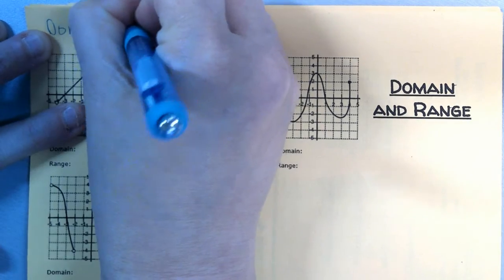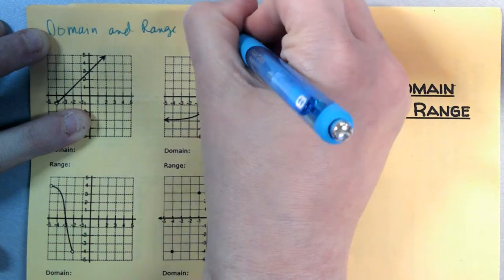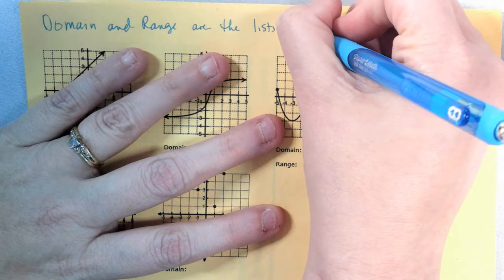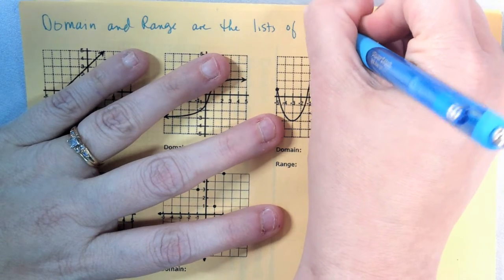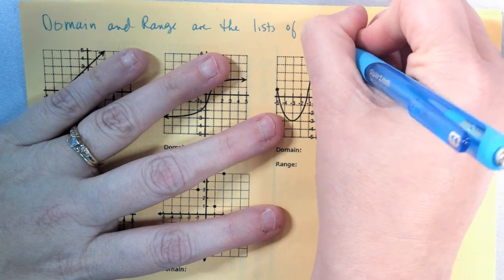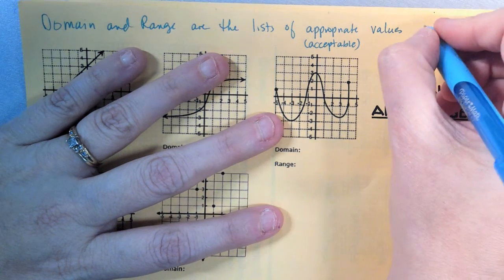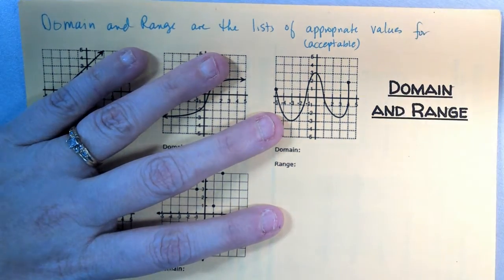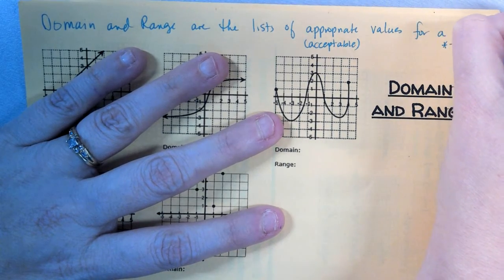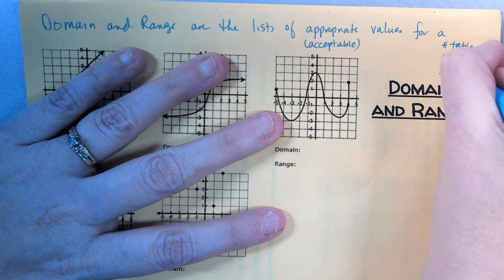Domain and range are the list of appropriate, or we could also say acceptable, appropriate or acceptable values for a table, graph, or situation.